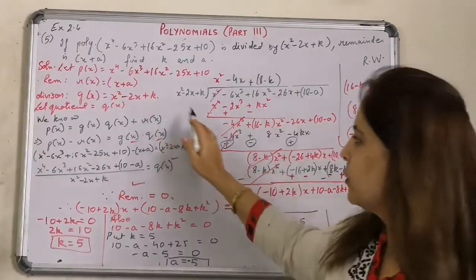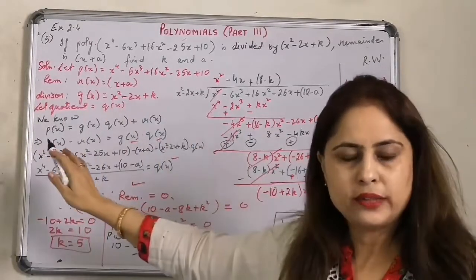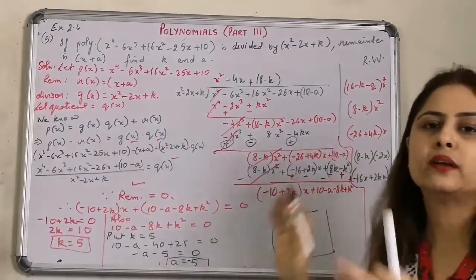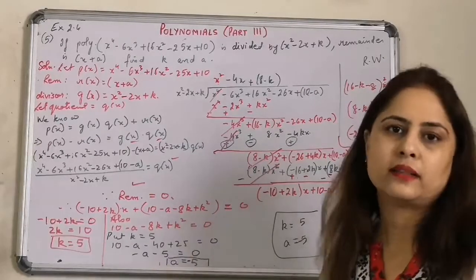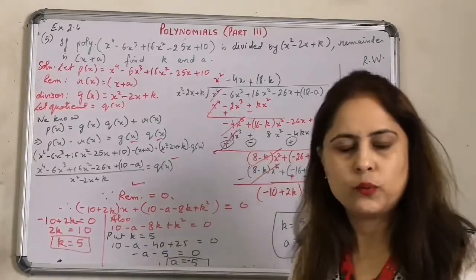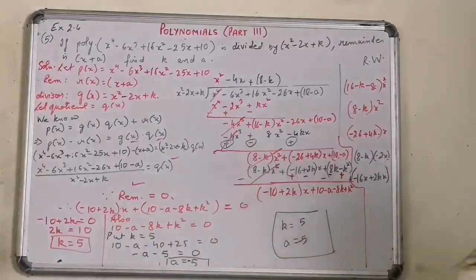Now look, we could have done it without taking the remainder on that side. In that case, we would have equated the coefficients. So mind you, that is another technique of doing this. Let's continue with the next. Just note this one down.